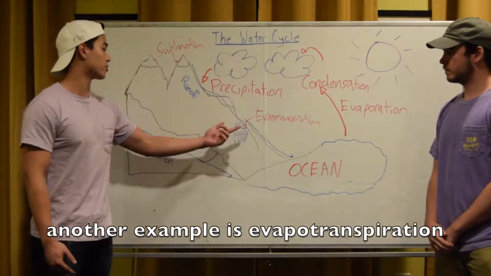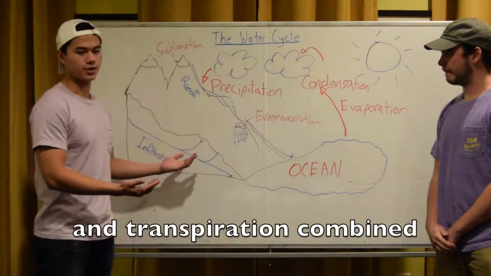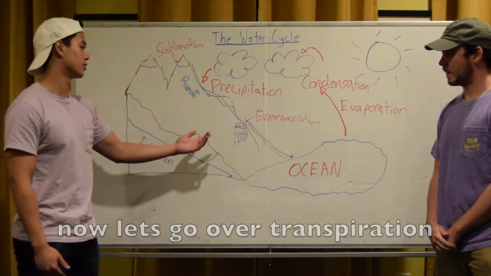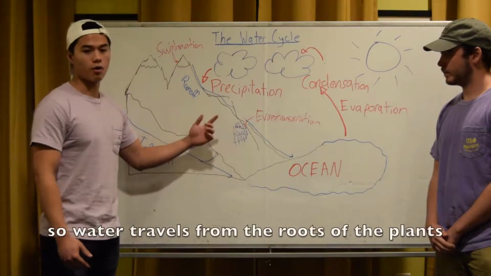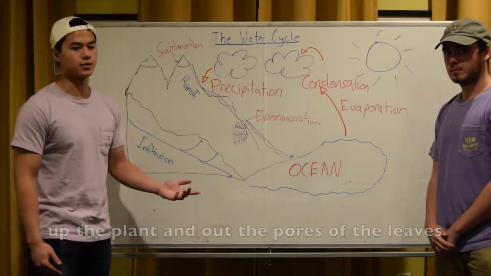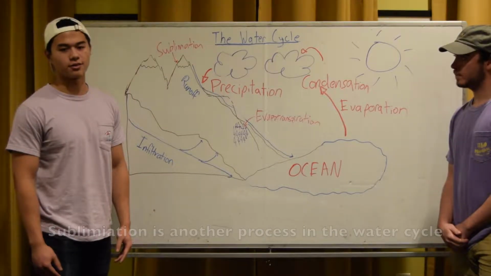Another example is evapotranspiration. So evapotranspiration is evaporation and transpiration combined. So we already went over evaporation, now let's go over transpiration. Transpiration is basically evaporation, but through plants. So water travels from the roots of the plants up the plant and out the pores of the leaves as water vapor.